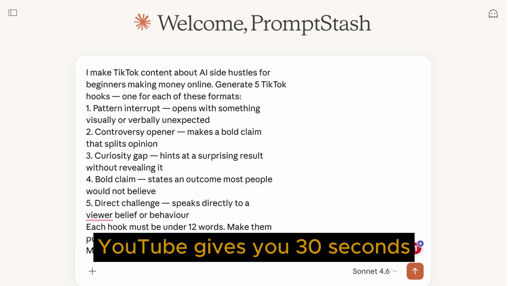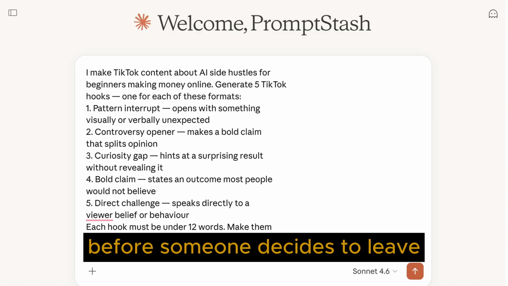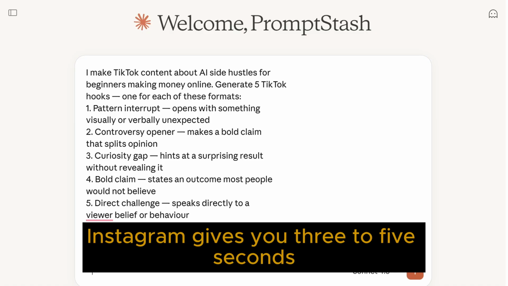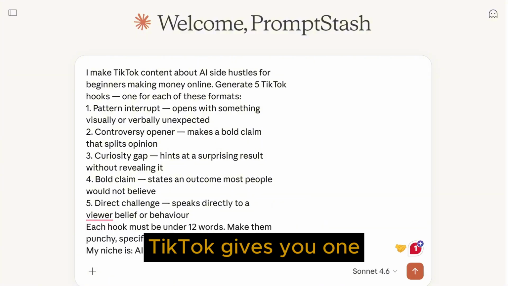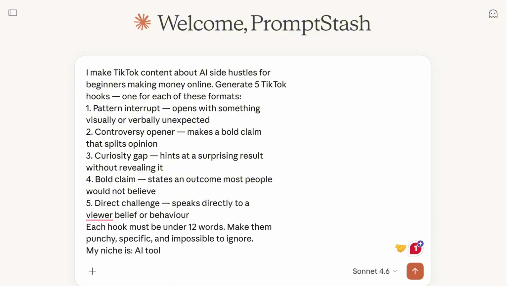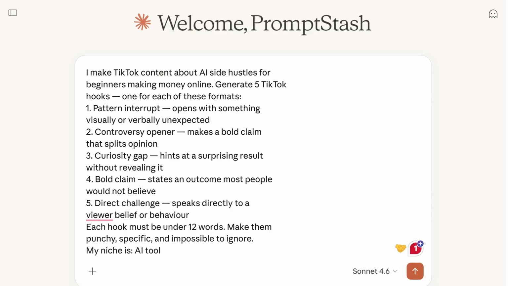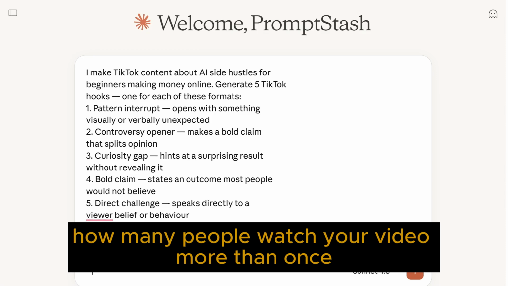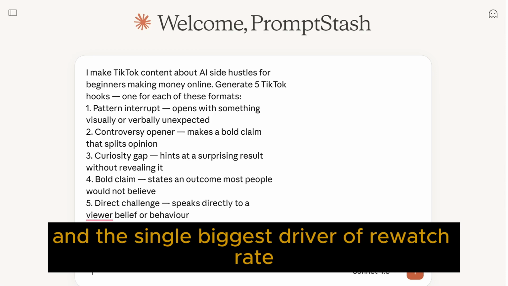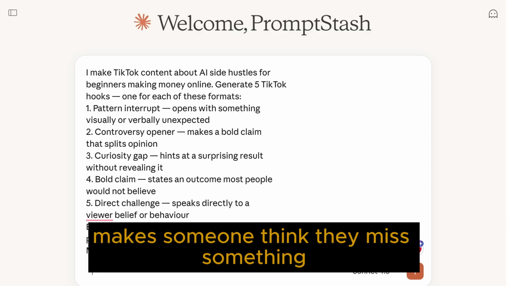YouTube gives you 30 seconds before someone decides to leave. Instagram gives you 3 to 5 seconds. TikTok gives you 1. The TikTok algorithm tracks something called the rewatch rate. How many people watch your video more than once? And the single biggest driver of rewatch rate is whether the first second makes someone think they missed something.